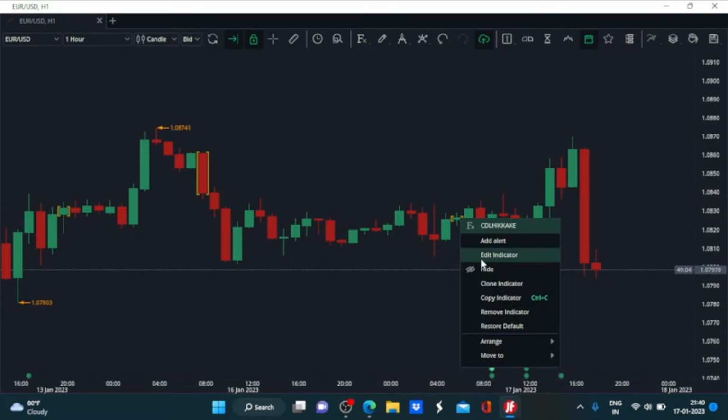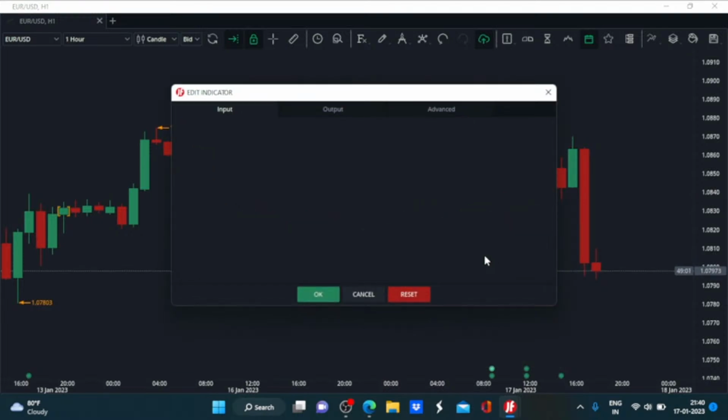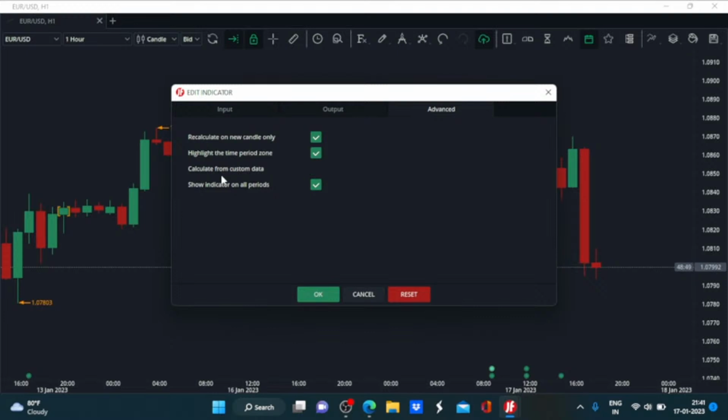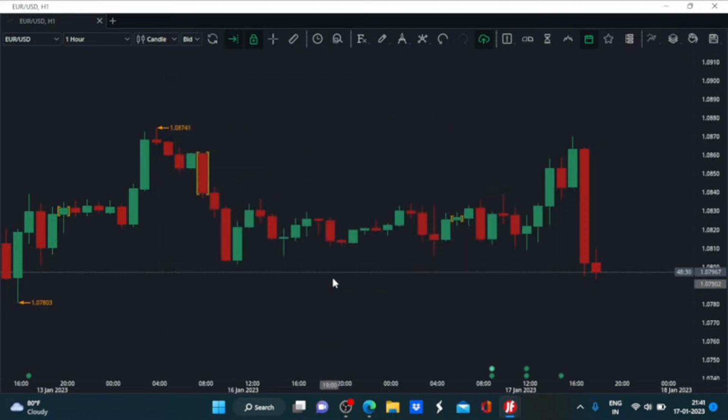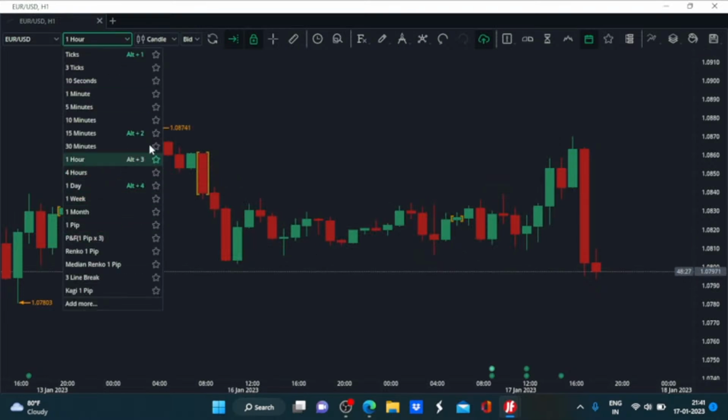And then we get this editing option again. There is no option of customizing the calculation further, so this has been disabled. We can't customize the calculation. Now coming to this show indicator on all the periods. Suppose you want to use it on the hourly time frame, then you can opt in for it. But if you want it available on all the time frames, then you can go for that as well. So here you have this option of opting for different time frames, 5 minutes as well as hourly.